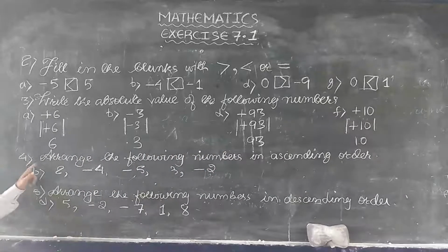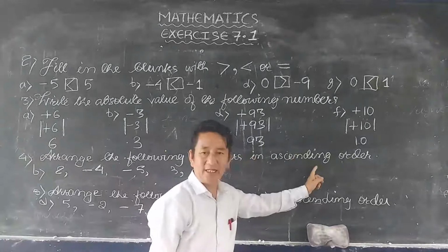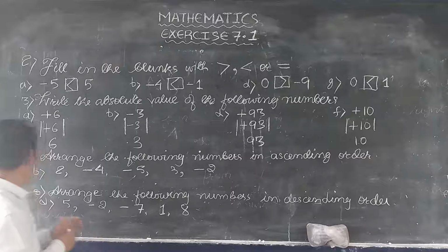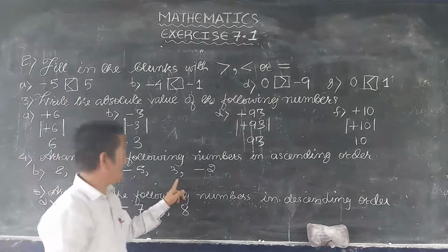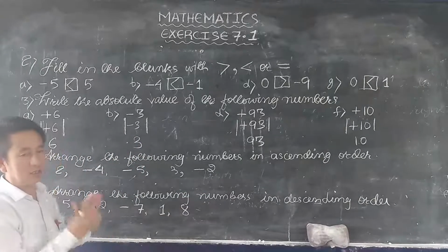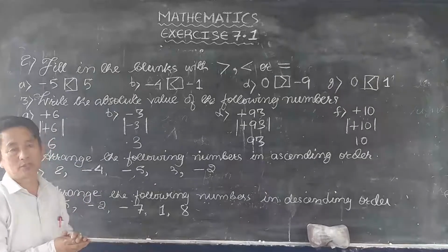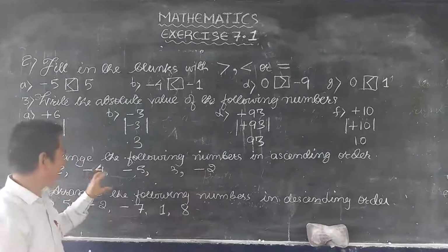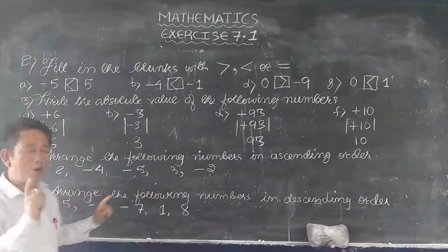Now next here, question number 4. Arrange the following numbers in ascending order. Ascending means smaller to greater. So here question number B, 2, minus 4, minus 5, 3, minus 2. In this case, when we are arranging the numbers in ascending order, first of all we'll see the negative values. So here negative values are minus 4, minus 5, minus 2. These are the negative numbers, integers having a negative sign. So minus 5 is the smallest number.